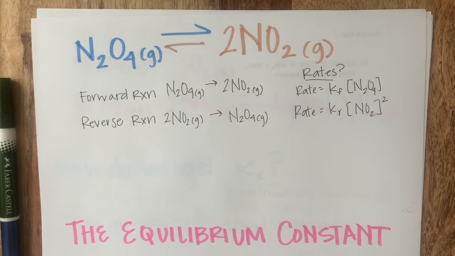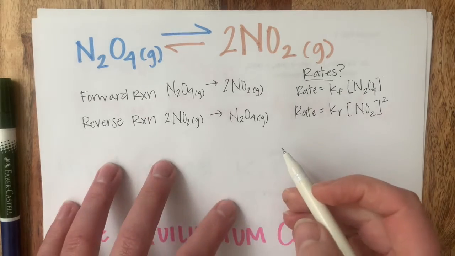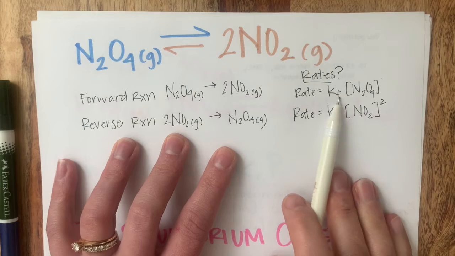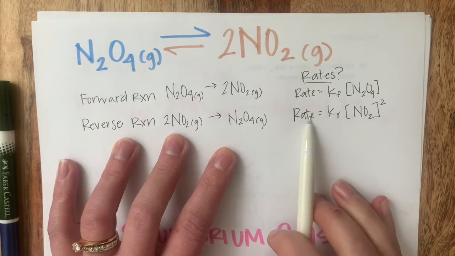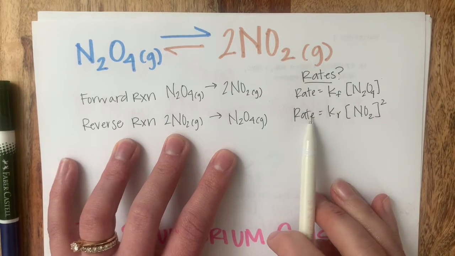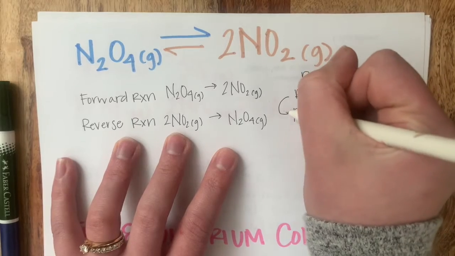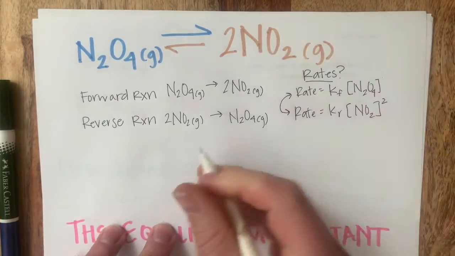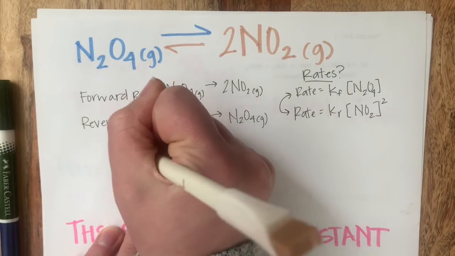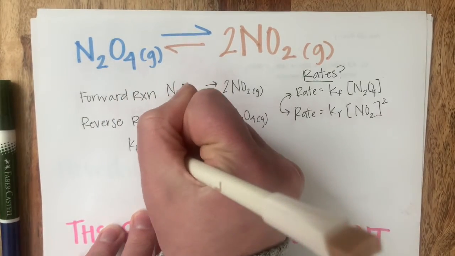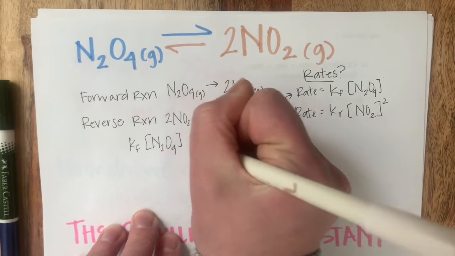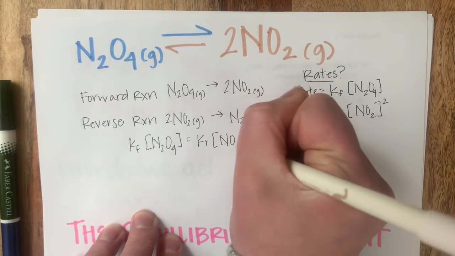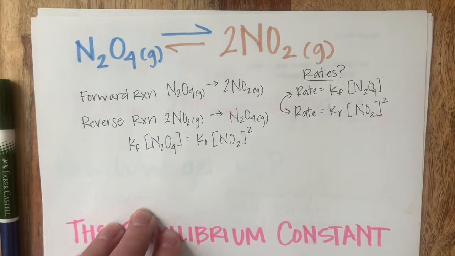Now, what we talked about yesterday for equilibrium: equilibrium means that the rate of the forward reaction equals the rate of the reverse reaction. So these things are equivalent, which means these things equal each other. Okay, so let's just write that out. So kf multiplied by the concentration of N2O4 is going to be equal to kr times NO2 to the second power.